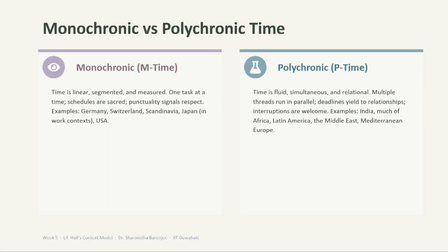Japan in context of communication is high context. So within a high context culture, you can also have a monochronic culture. And within the context of a low context country, you might also have a polychronic aspect to it. Depends on the context. So polychronic, time is fluid, simultaneous and relational, multiple threads run in parallel, deadlines yield to relationships, interruptions are welcome. Examples are India, much of Africa, Latin America, the Middle East, European countries which are around the Mediterranean.